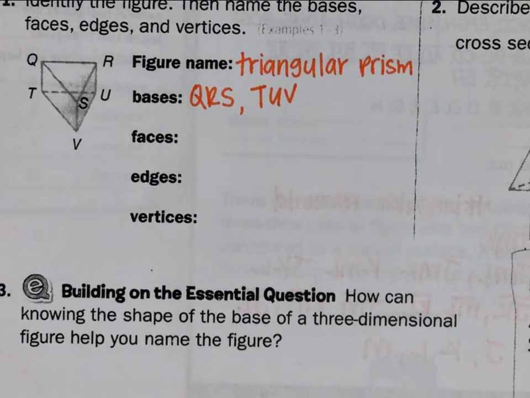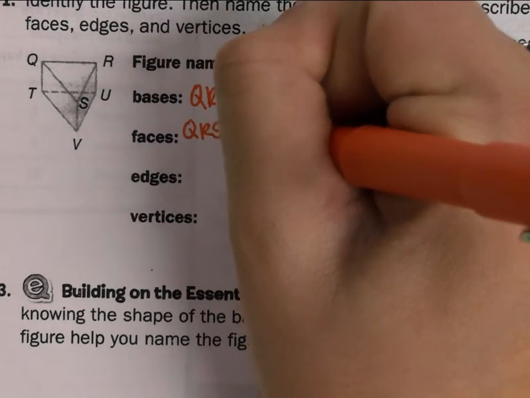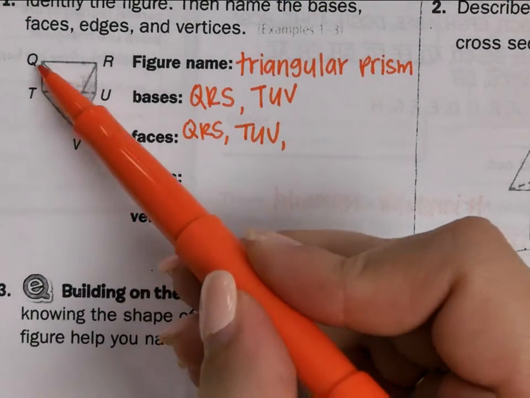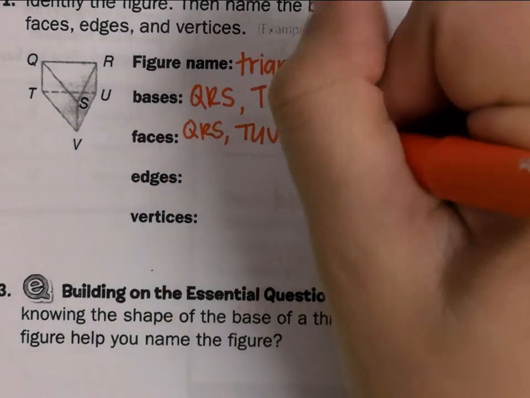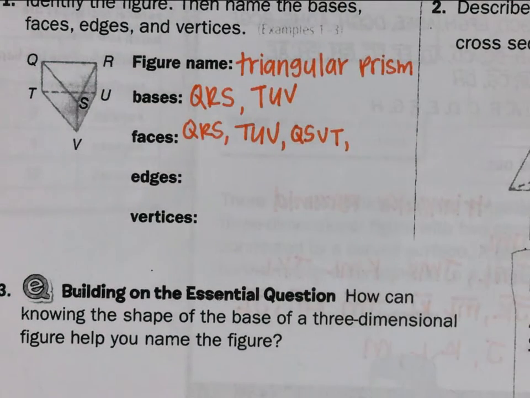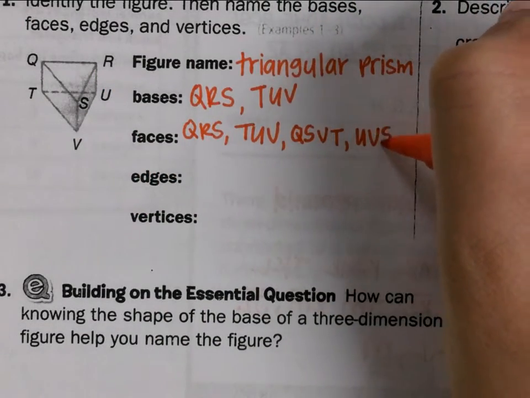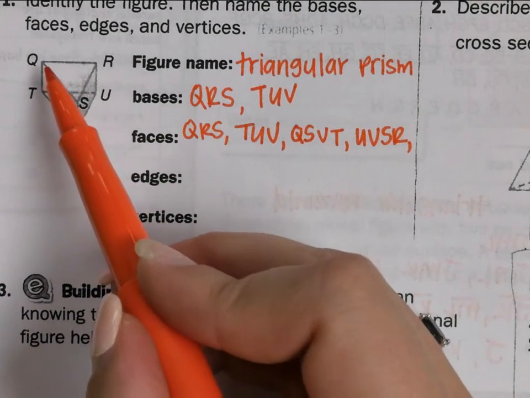Alright, are those two bases also my faces? Yes. And then what other faces do I have? QSVT. Okay. That side rectangle. Okay. Henry? UVSR. Okay. Good. QTRU. Good. That back one.